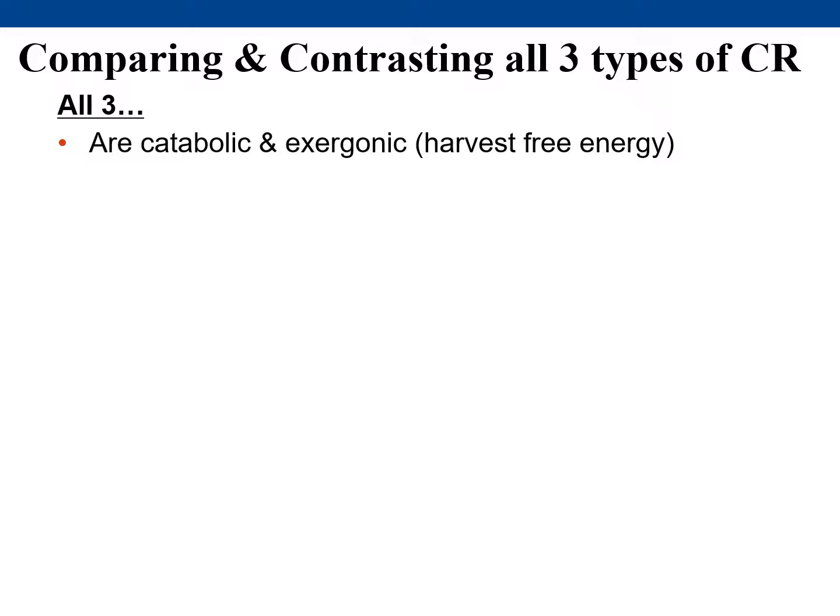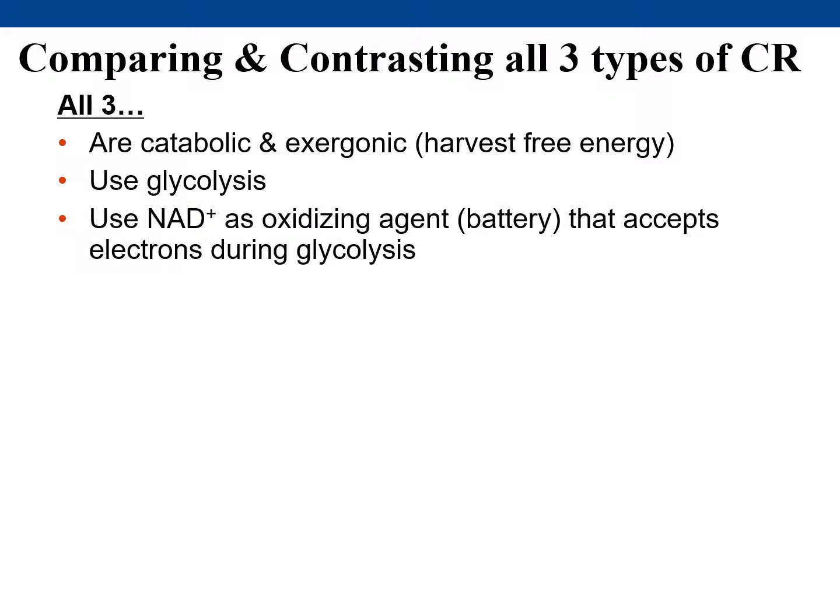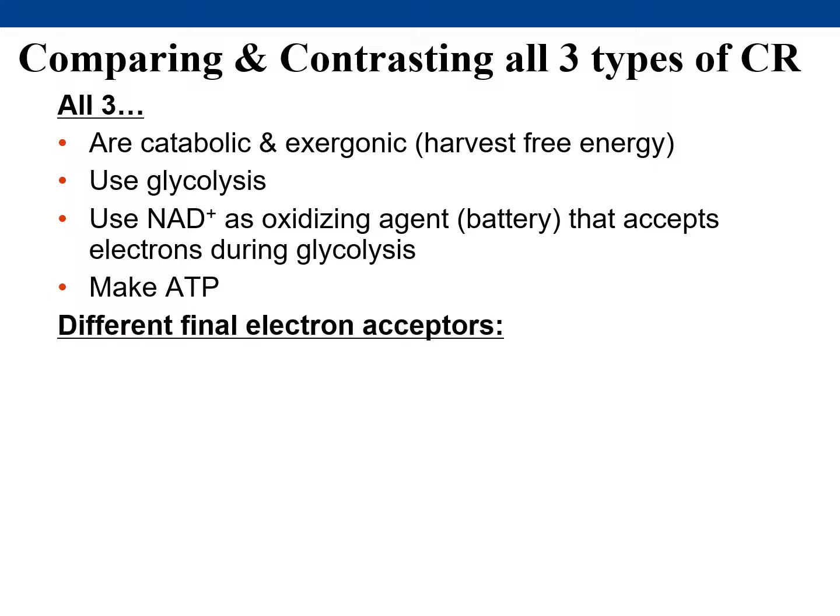All right, comparing and contrasting all three types of cell respiration. So we've been talking about these types, and now it's time to zoom back out and review what we already know. All three of these processes are catabolic and exergonic. They use the process of glycolysis to make some ATP. They also use NAD+ as an oxidizing agent, or as a battery, that accepts electrons during glycolysis. And all three make ATP. That was the whole point of them.